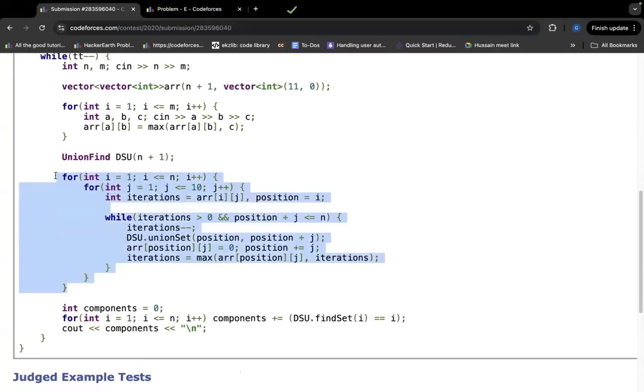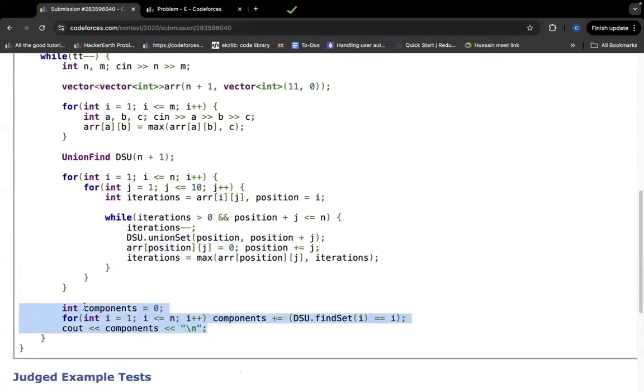Now, since we have created the graph, we want to see the number of connected components. Now you can either run a DFS if you're actually creating a graph, that is absolutely fine. But in a DSU, the number of connected components is just the number of sets of which the parent is itself. All right. So in the end, you iterate through each number. And if the parent of that set is the number itself, you increment components. In the end, you just print the number of connected components.